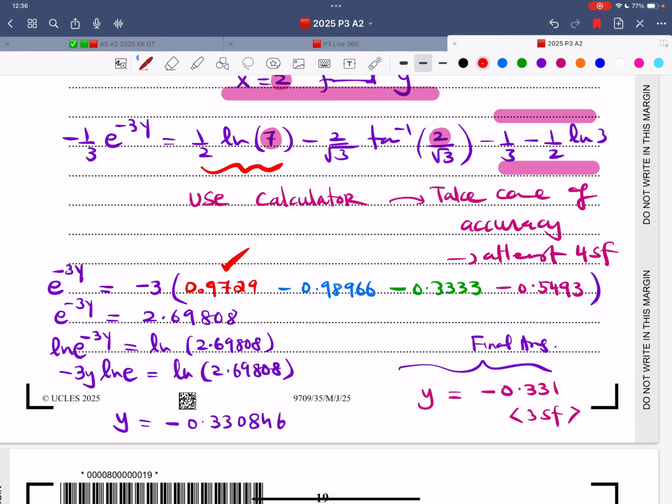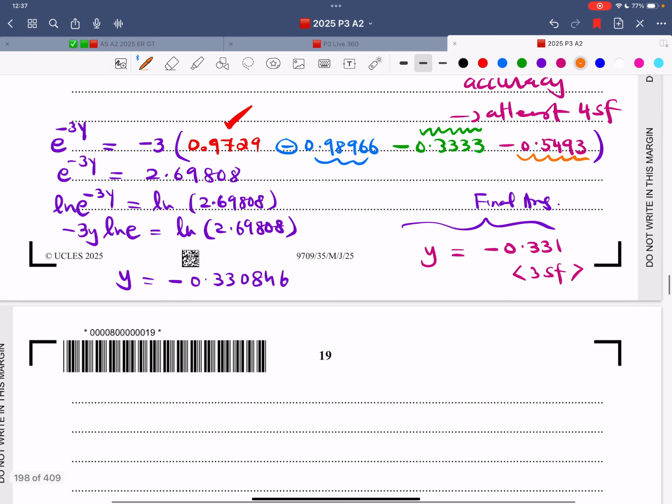The next one, that is minus 2 root 3 tan inverse 2 root 3, that is this thing. The third one, minus 1/3, I have written correct to 4SF. And then the last one, that is minus half ln 3, that is written like this.